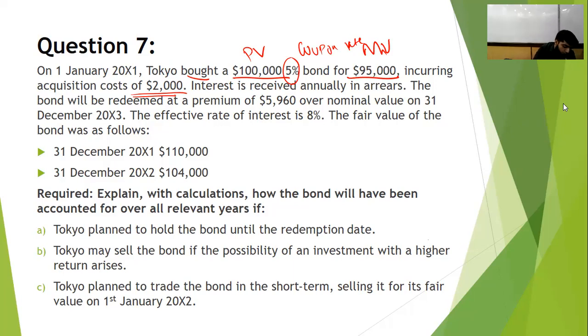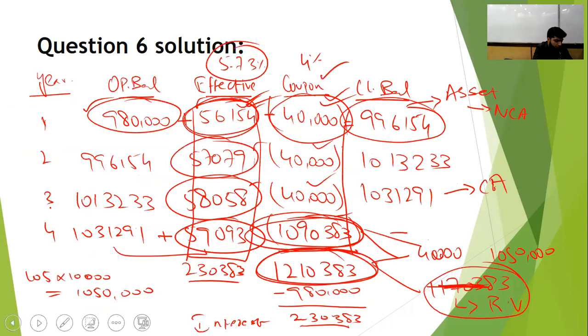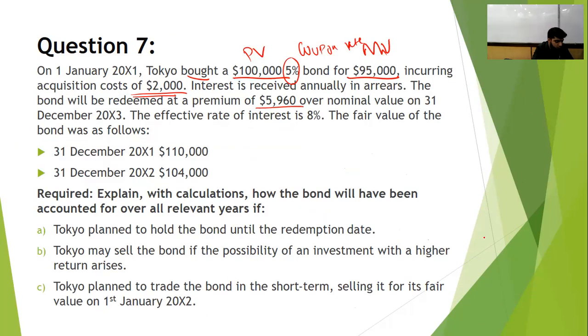Okay, now let's move on. Interest is received annually in arrears. The bond will be redeemed at a premium of 5960. That is the redeemable value. At the very start of the question, I told you, if the redeemable value is given to you, it's completely fine. But if it is not given to you, we have no use of it. In the previous question, redeemable value was completely irrelevant. If it is given in the question, it's good, but if it is not given, we are not supposed to calculate the redeemable value.